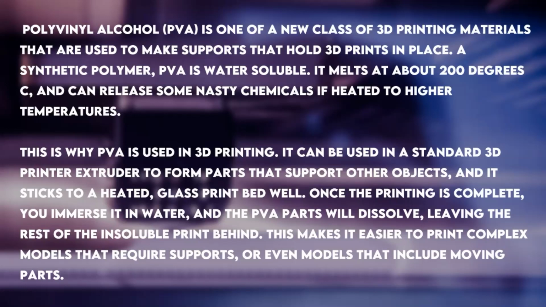The Ultimaker that we saw just earlier was the glass bed Ultimaker, so it is much easier to print there. That's the main use of PVA. It is used as a support structure.